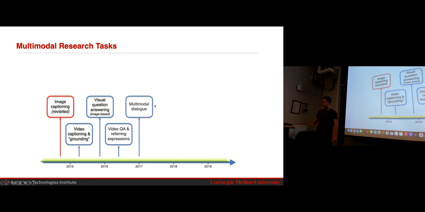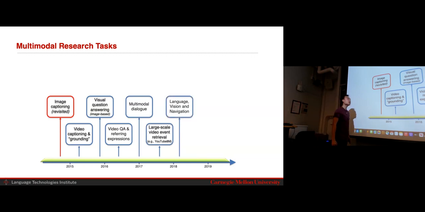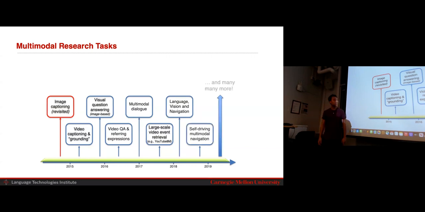And soon after came multimodal dialogue, large scale, with the birth of YouTube, lots of data sets based on YouTube videos. Nowadays, with the rise in deep reinforcement learning plus multimodal, came lots of work in language, vision, plus navigation, plus taking actions, not just making a prediction. Of course, you have things in the real world like multimodal self-driving and many more, including today, image and text generation, and so on. So this is a glimpse of the multimodal research tasks.